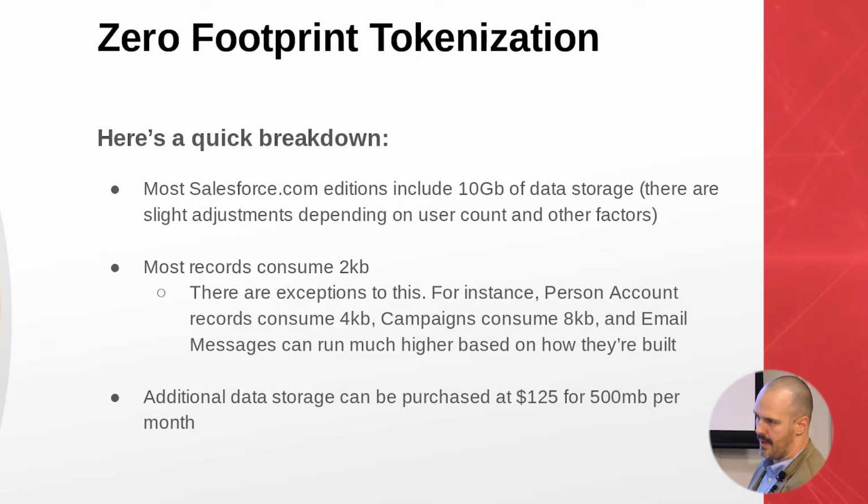So here's a quick breakdown if you want to have an idea of how quickly this adds up. Most Salesforce editions come with 10 gigs of data storage. There are slight adjustments depending on user count and other factors, but for the most part, you're looking at about 10 gigs. Most records consume 2 kilobytes, and there are exceptions to this as well. For instance, person account records consume 4, campaigns consume 8, emails can run much higher. It depends on how you configure the email. And additional storage can be purchased from Salesforce at $125 per 500 megabytes per month.